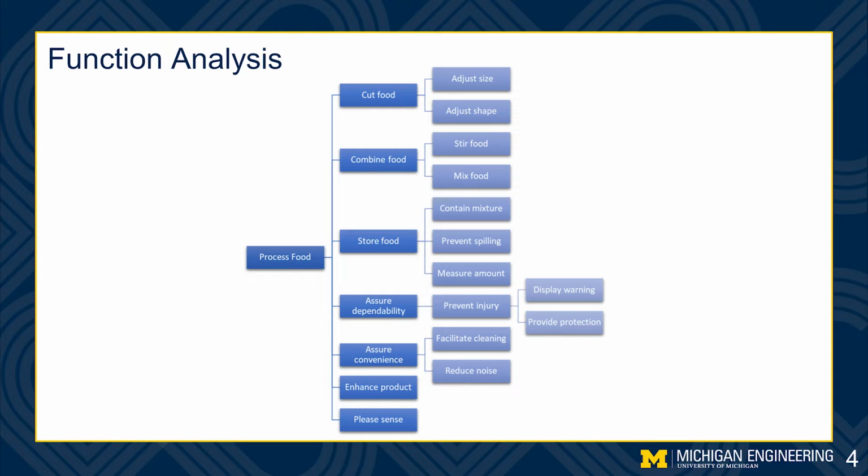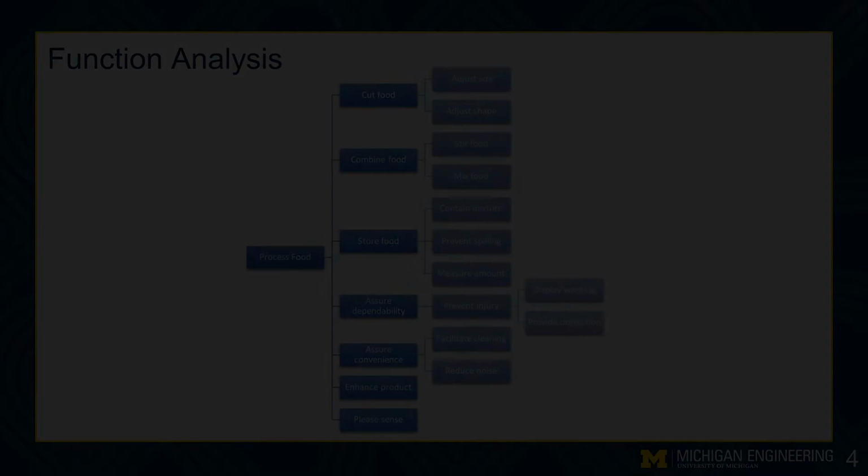So for our function analysis, we made a FAST diagram, designing our main function to be process food, and our three main sub-functions to be cutting food, combining food, and storing food. When cutting food, it is able to adjust size and adjust shape. When combining food, it is able to stir and mix food. When storing food, it is able to contain mixture, prevent spilling, and measure amount.